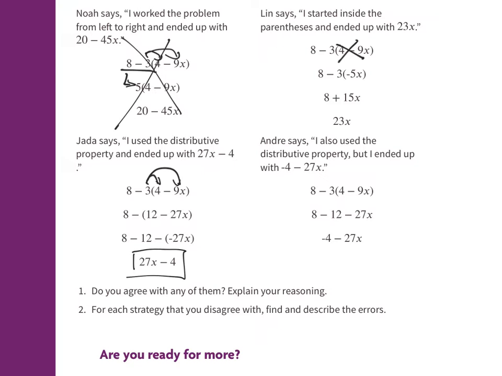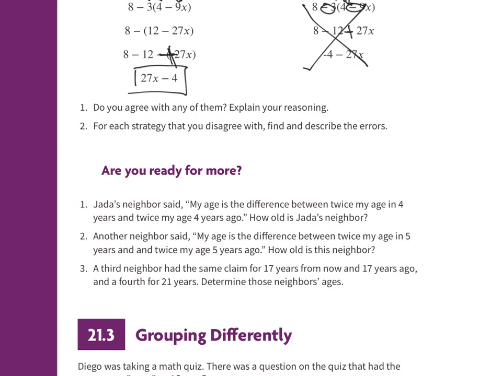All right, Andre says, I also used the distributive property, but I ended up with negative 4 minus 27x. So if you look here, negative 3 times 4 is negative 12, but we have a negative here and we have a negative here, which will turn into a positive. Cross the line, change the sign. So that one doesn't work either. So Jada was the only one that was correct. Do you agree with any of them? Yeah, Jada. For each strategy that you disagree with, find and describe the error. So we talked about those as we went through them.